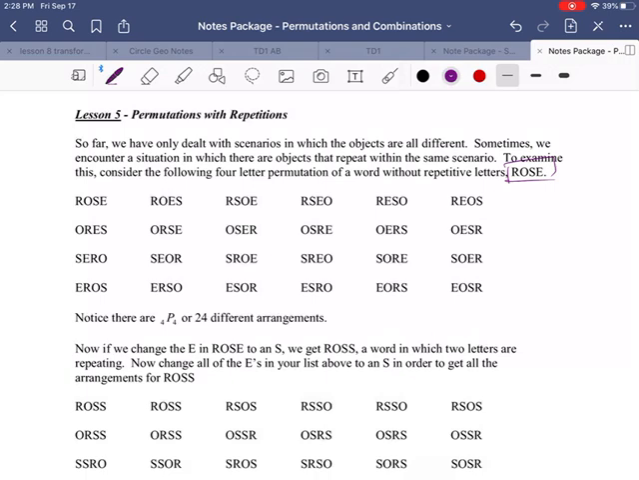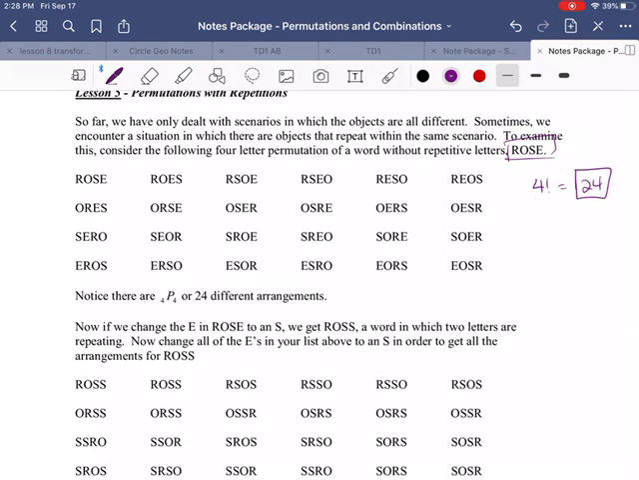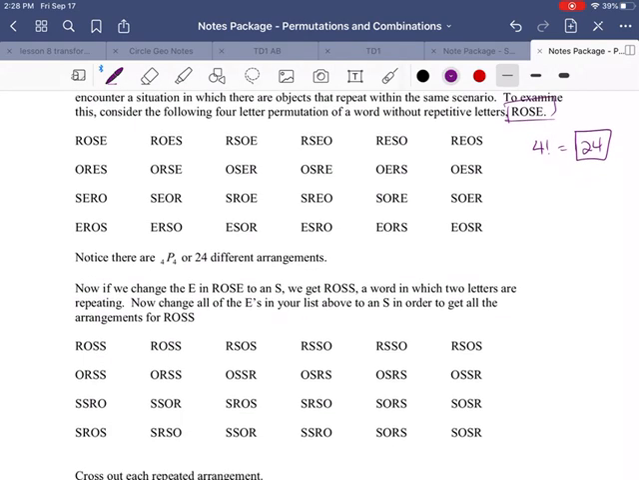So we're going to do all the different permutations of the word rose. And here they are. So 4 factorial ways to arrange it. There's 24 different versions of the word rose. Okay, there's the ones starting with R, and then starting with O, starting with S, and starting with E. And they're all unique. There's nothing that's the same.